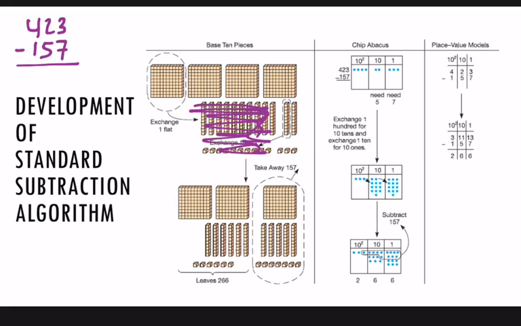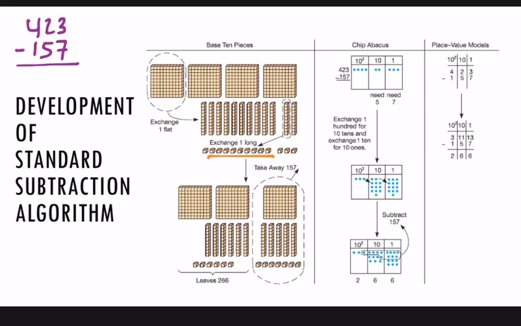Now if we try to take away 157, what you want to do is think about the ones, think about taking away 7 ones. Well, we can't do that since we only have 3 ones. And similarly, if we try to take away 5 longs, we can't do that since we only have 2 of them. So that shows the need for exchanging or regrouping.